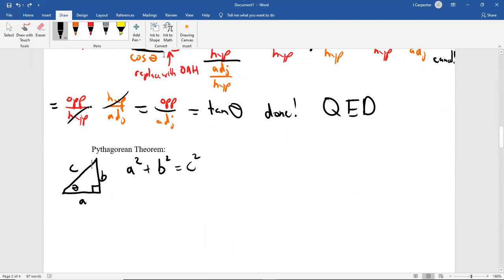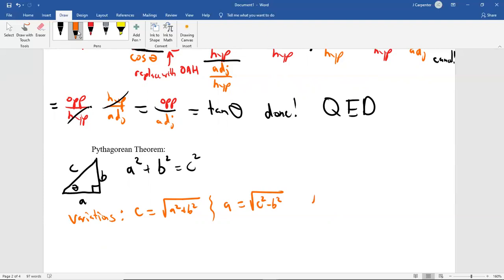So, some variations to this. I'm not asking you to memorize these, but it would be that c is equal to the square root of a squared plus b squared. Or you could say that a is equal to the square root of c squared minus b squared, or that b is the square root of c squared minus a squared. This is just an algebraic rearrangement of those three things and solving for the other.